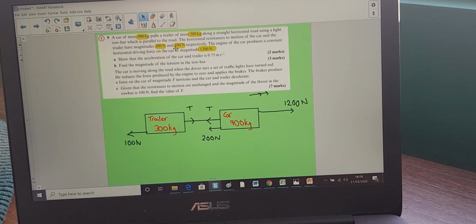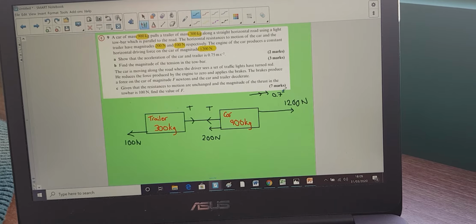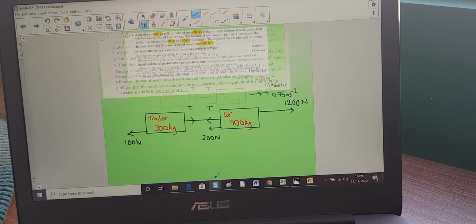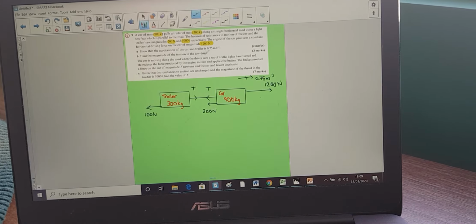Okay, so now we're going to look at part B. For part A, we worked out that the acceleration, which is given to us in the question anyway, is 0.75 meters per second squared. Okay, right. Part B: find the magnitude of the tension in the bar.